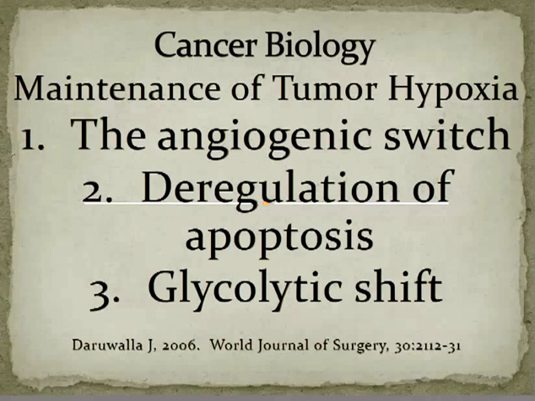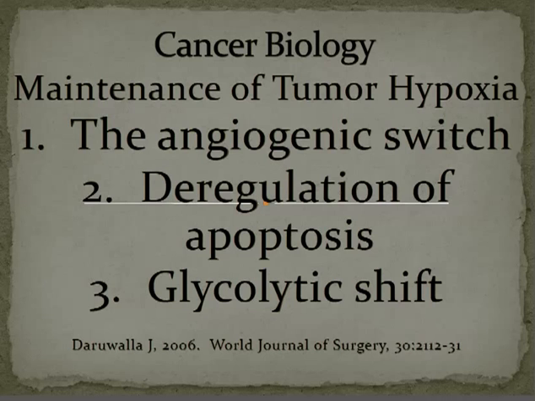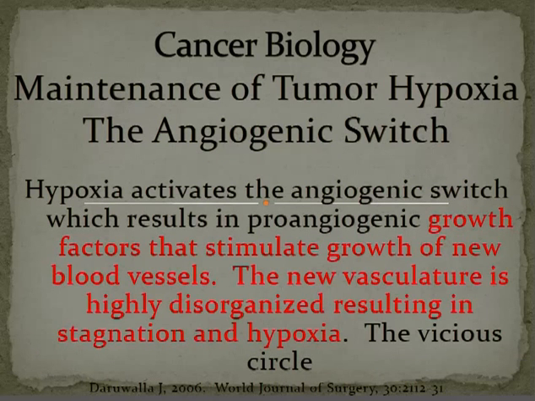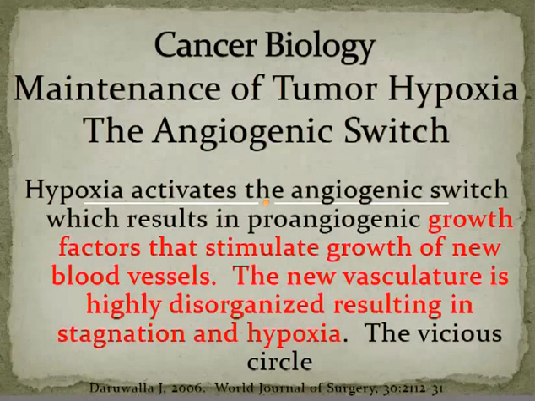Well, turns out cancers maintain their hypoxia and keep the process going by 3 different mechanisms: angiogenic switch, a deregulation of apoptosis, and a glycolytic shift. And the angiogenic switch, hypoxia activates a proliferation of pro-angiogenic growth factors that stimulate the growth of new blood vessels. Turns out the new vasculature is highly disorganized and causes the hypoxia at the center of these tumors. And what you get is stagnated blood flow, hypoxia, and more hypoxia driving more angiogenesis.